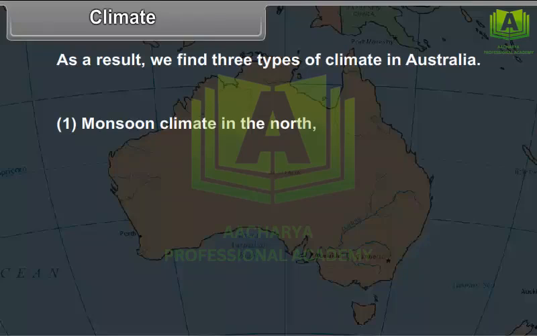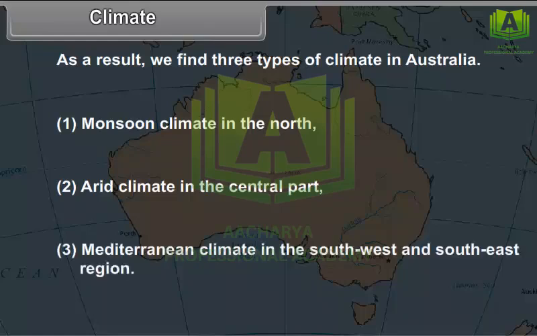Number 1, monsoon climate in the north. Number 2, arid climate in the central part. And number 3, Mediterranean climate in the southwest and southeast region.